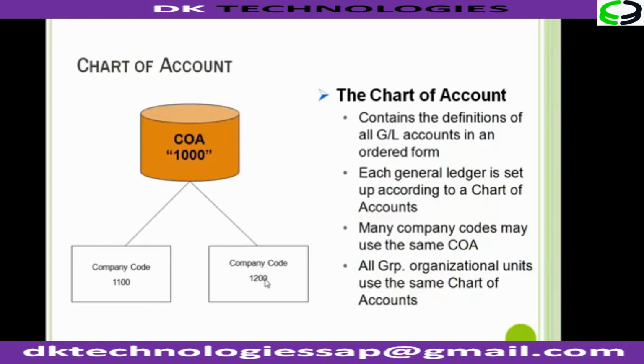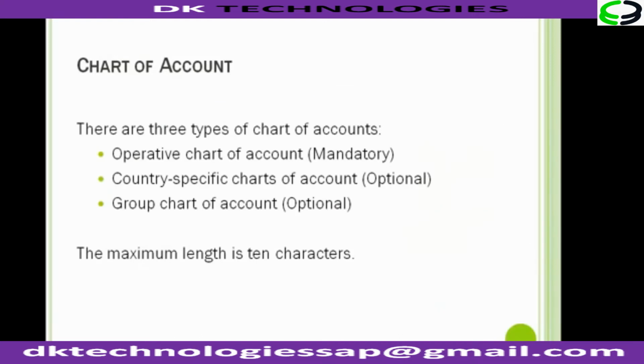Coming up next, charts of account are basically of three types. First, operative chart of account. Second, country specific chart of account, and third, group chart of account. When we start working in SAP, we need to create a chart of account which has to be assigned to the company code, and that chart of account is termed as the operative chart of account.